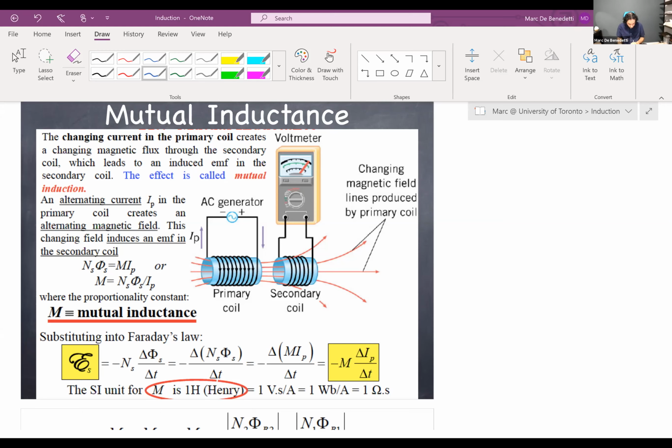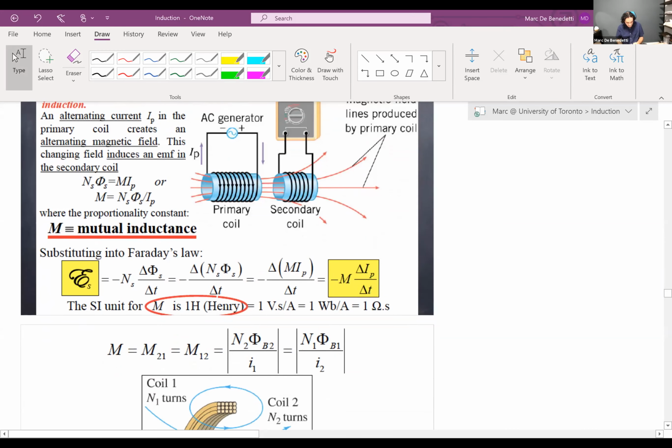That's called M. So we say, okay, the voltage from the secondary is Faraday's law. Faraday's law says the voltage in the secondary is going to be the changing flux in the secondary. And the changing flux in the secondary is going to be the number of turns in the secondary times the flux through one of the loops in the secondary. And this is where you swap out this, because you don't know this.